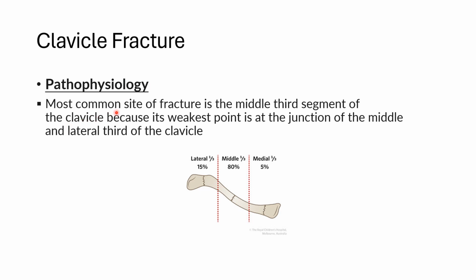Pathophysiology. Most common site of fracture is the middle third segment of the clavicle because its weakest point is at the junction of the middle and lateral third of the clavicle. Medial one-third 5%, middle one-third 80%, lateral one-third 15%.